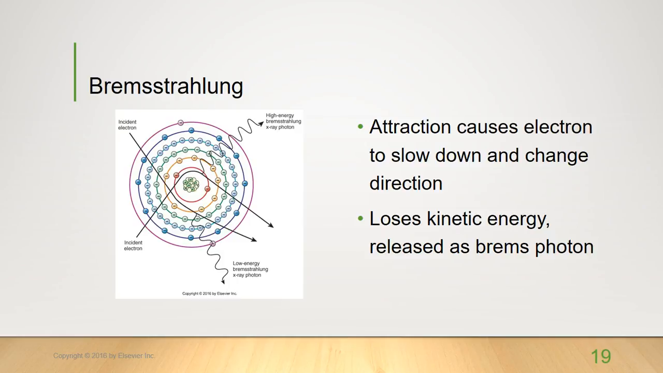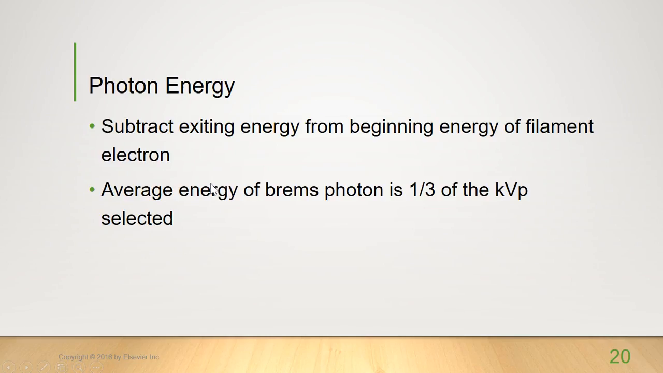And this picture is also in your book. And so it's what you send as to how close it can get to the nucleus. So the higher the energy you start with, the more energy and the closer you're going to get to the nucleus. So when you look at the photon energy, the energy of a brems can be found by subtracting the energy of the filament electron as it leaves the atom from the energy it had upon entering. So it came in with this and then it left with this, and the average energy is usually about a third of the kVp that's selected.